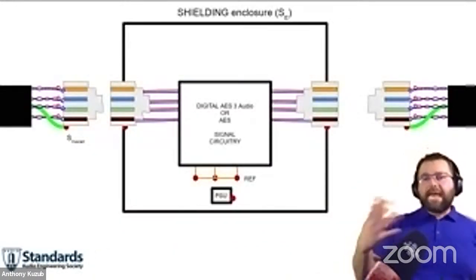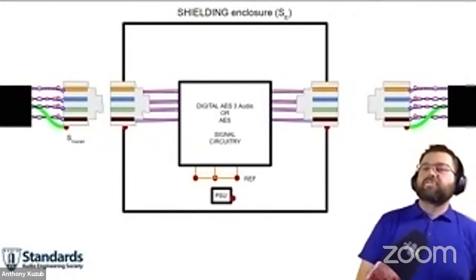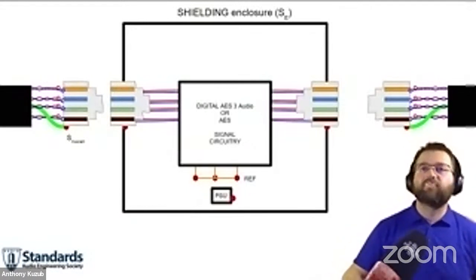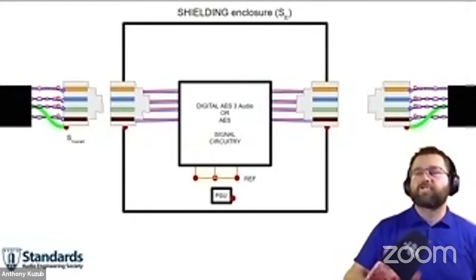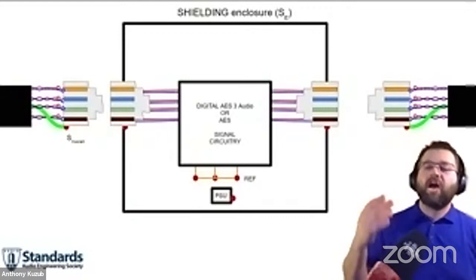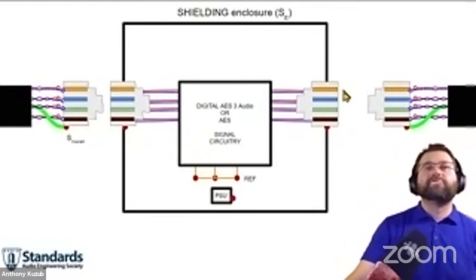But what the AES has given us is this ability to talk about how these signals reference one another and interconnect with one another. And when it comes to digital or audio signal circuitry, the AES sets a bit of a specification of how the shielding enclosure should work and how the cables should tie from one another.